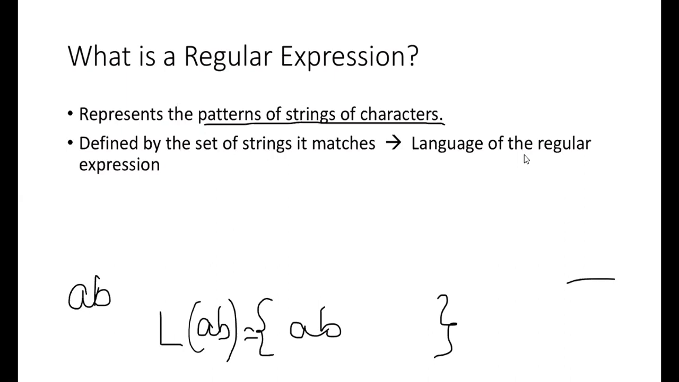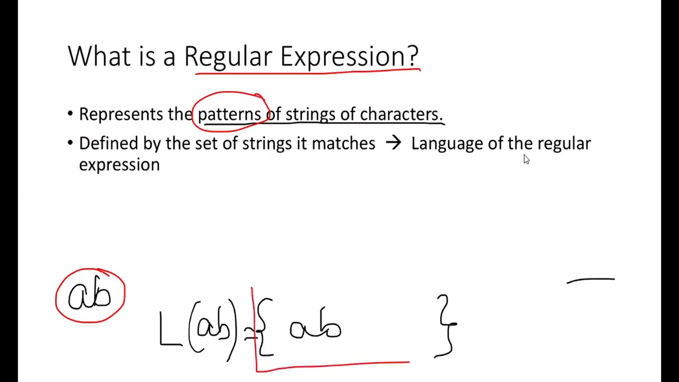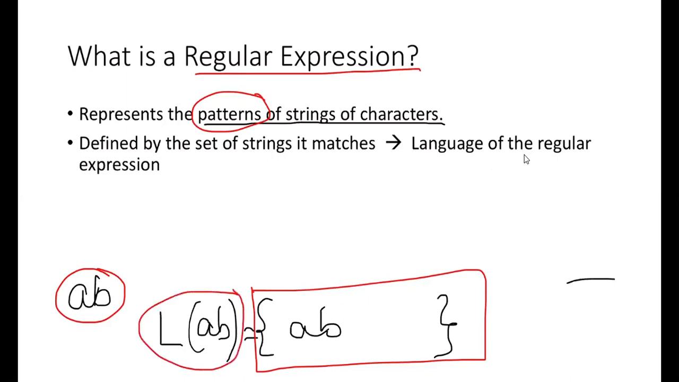Here AB is the pattern. In fact, it is also the regular expression. AB is the regular expression, and all strings that match this pattern will form a set, a mathematical set, and this set is known as the language that is generated by that regular expression. So this is what we mean by a regular expression.